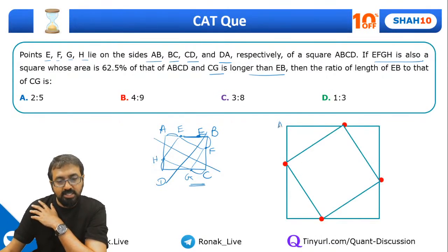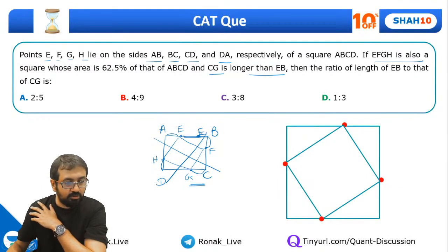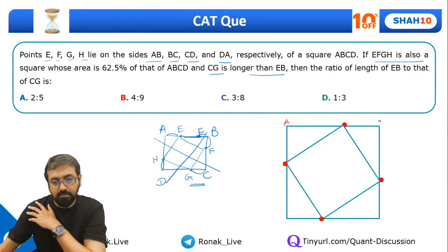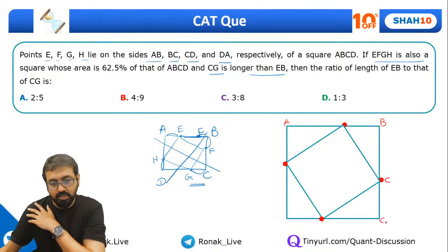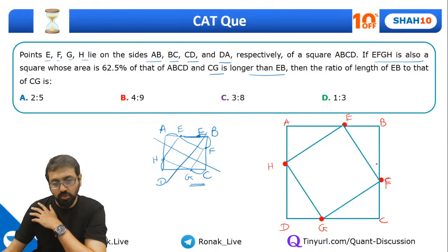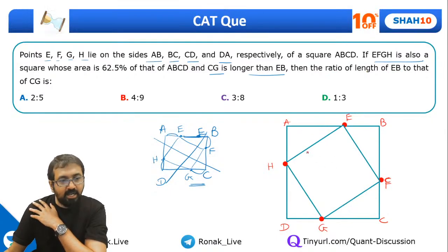So let me call this ABCD. The bigger square is given, of course it's ABCD. So A, B, C, and D, and these points are E, F, G and H. Now I can say GC is bigger than EB, so this satisfies that condition, right? And this area is 62.5% of that of ABCD.